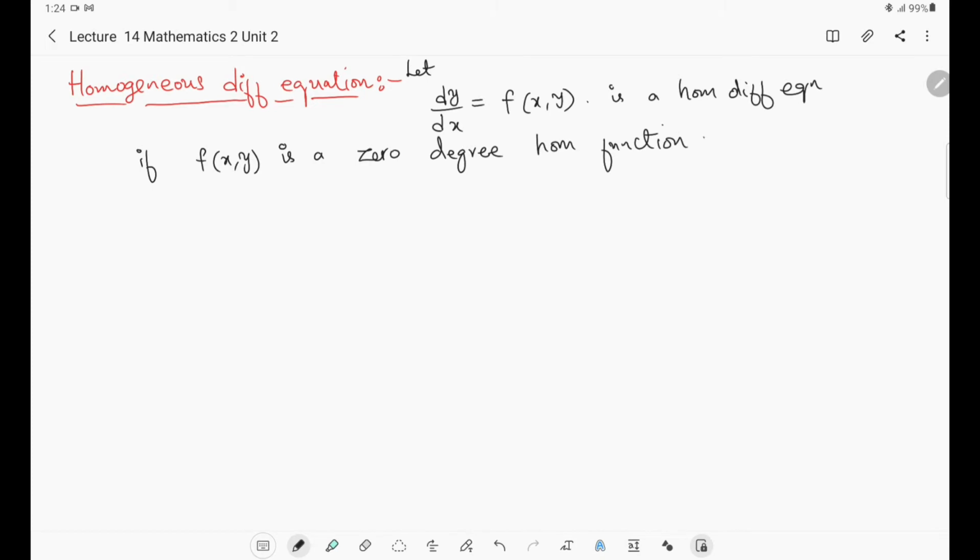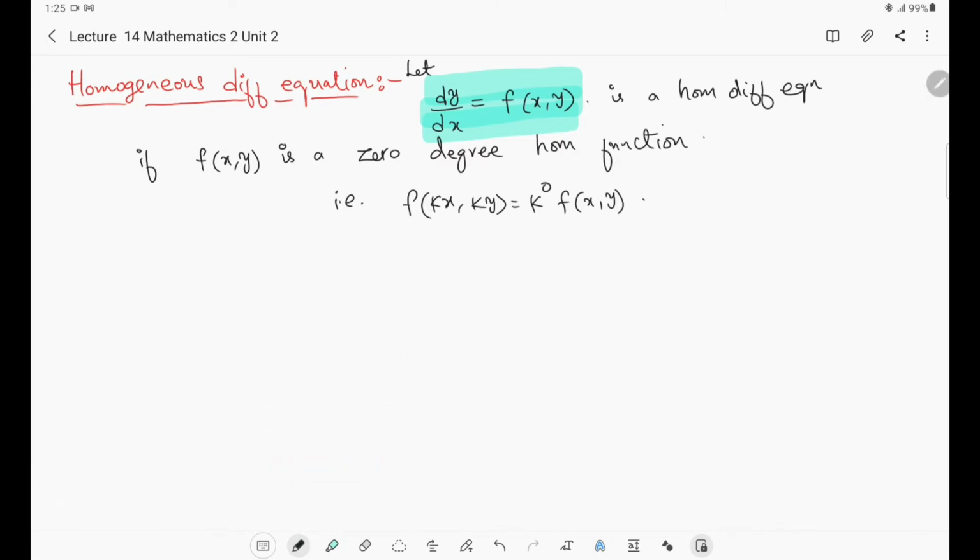What should we get when we substitute kx in place of x, and ky in place of y? We should get k power 0 into f of x comma y. That is, f of kx comma ky should be equal to k power 0 into f of x comma y. If this is happening with the function f of x comma y, then this differential equation dy by dx equals f of x comma y is said to be a homogeneous differential equation, if f of x comma y is a 0 degree homogeneous function, right?